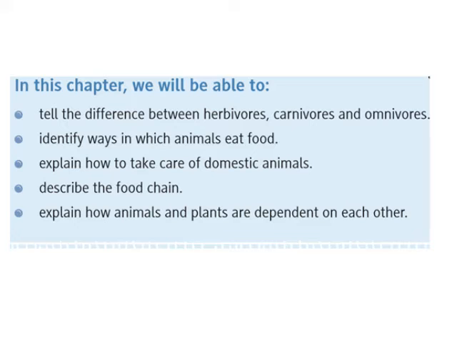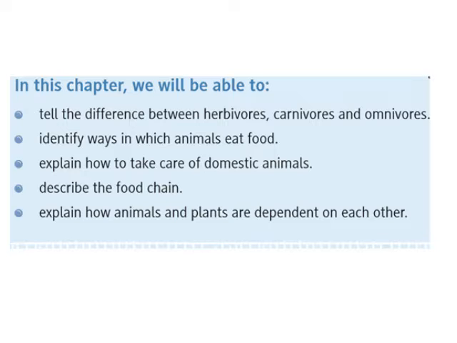Well, in this chapter, we're going to focus on 5 main points. On the screen, I have shown you the 5 main points we're going to cover in this chapter. We will be able to tell the difference between herbivorous, carnivorous and omnivorous animals. What are herbivorous, carnivorous, omnivorous? I will teach you in the next video. We shall also be able to identify the ways in which animals eat food. It means how they get the food, how they consume it, from where all the animals get food. That we will learn in the upcoming videos.